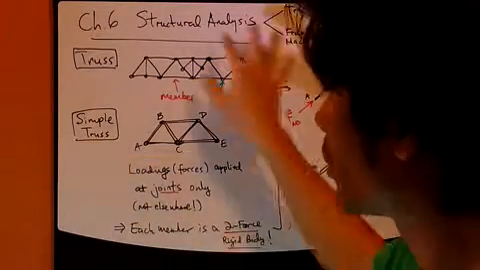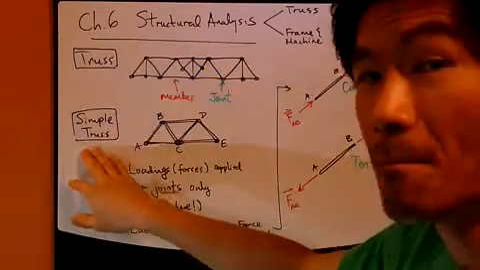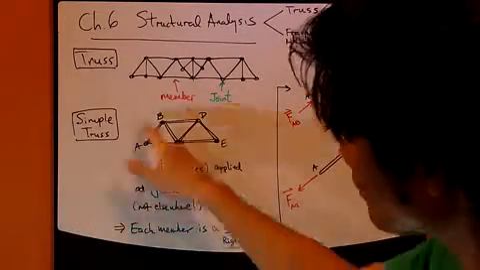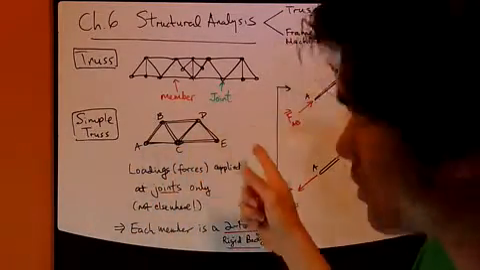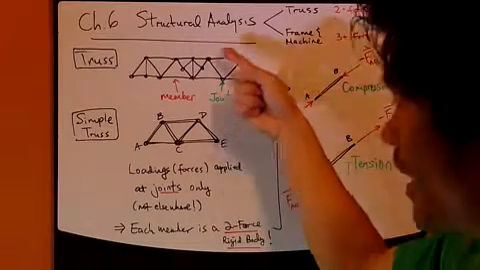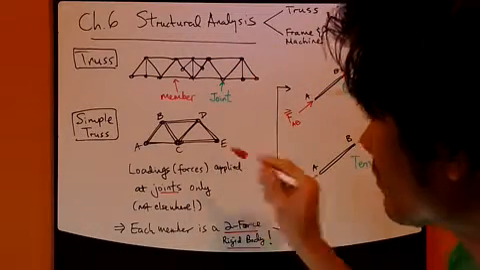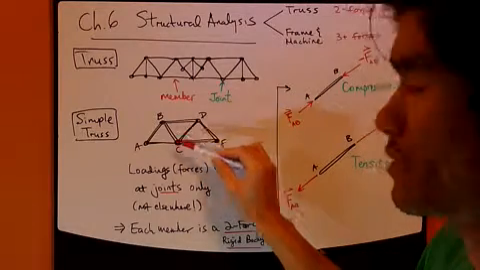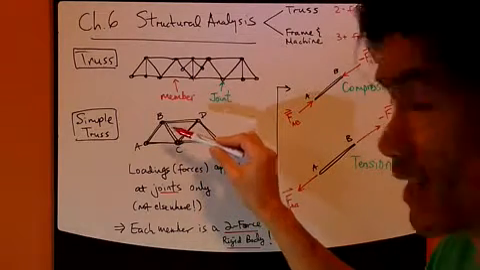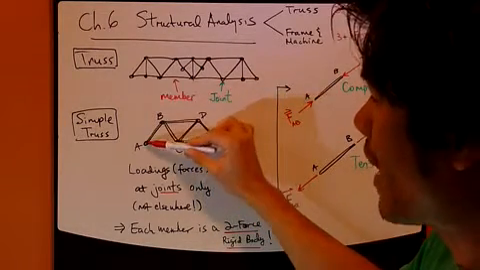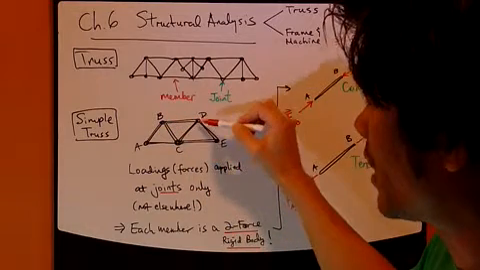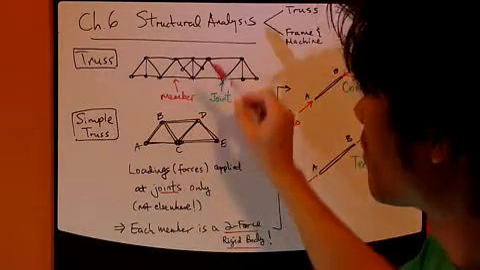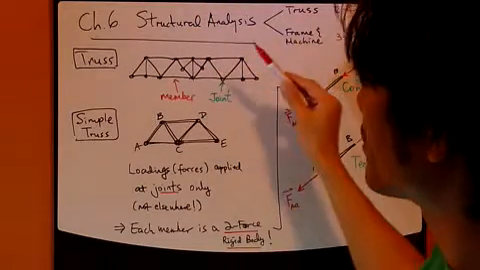Now, a subcategory of truss is called a simple truss. It's simple because, compared to this picture and this picture, this is simpler than that, because for a simple truss, all the forces, or loading, are applied at joints only. And it could look something like this.